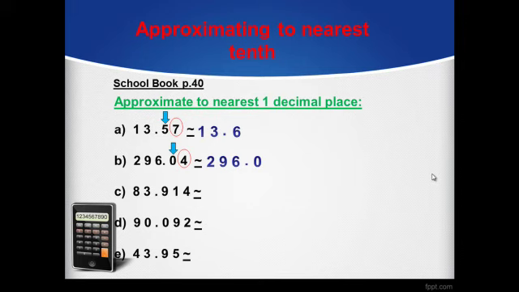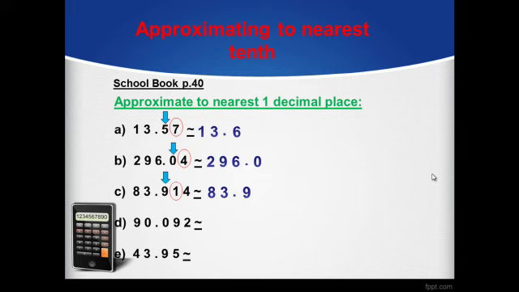Next one, 83.914. Our 10th digit is 9. We will put numbers before it, same as it is, 83. Then we will put decimal point. We will look at hundreds, which is 1, weak number, will do nothing to our 10th digit, so we will put 9, same as it is, and numbers after it will be cancelled out.